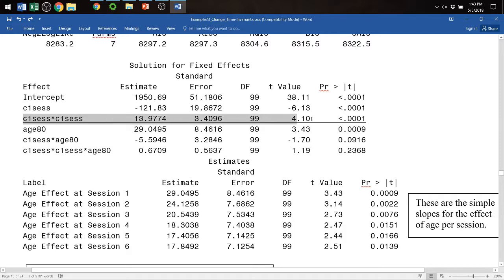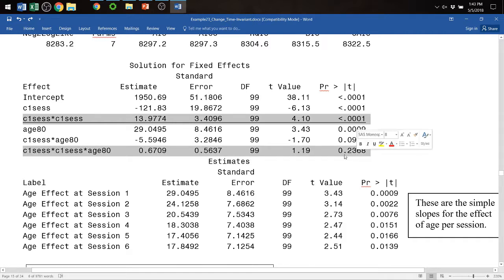Last but not least, here's my quadratic. Here's age by quadratic. So I've got a positive quadratic for an 80-year-old and a positive interaction with age. So which one is this? More positive. So older people have a more positive quadratic, non-significant, but more positive numerically.